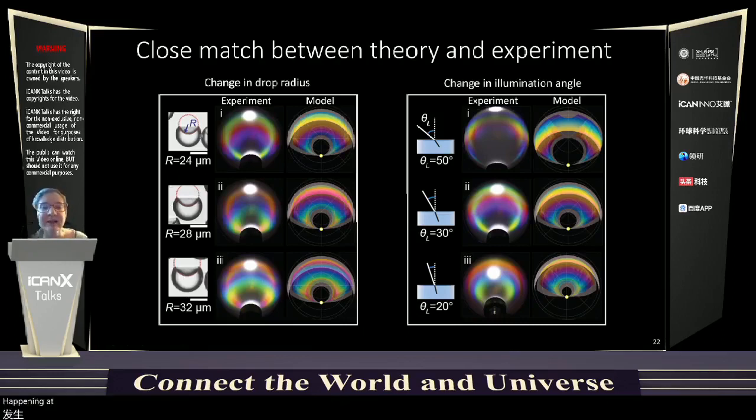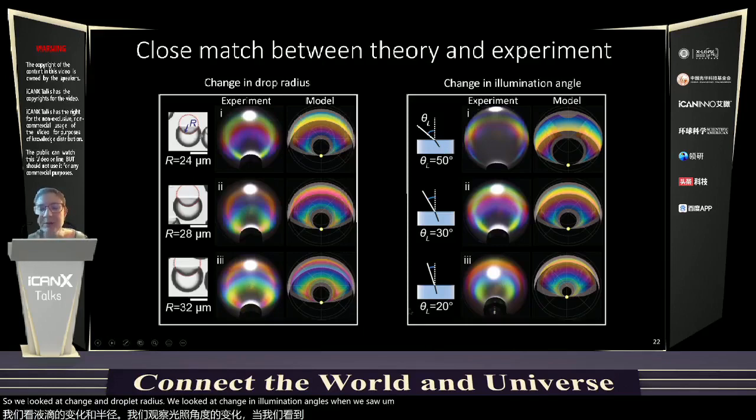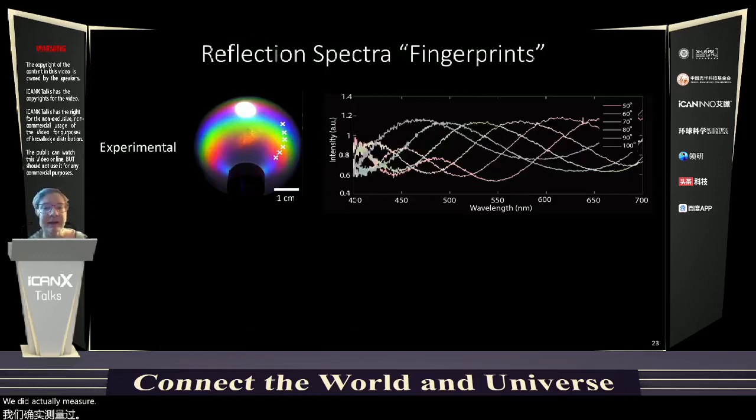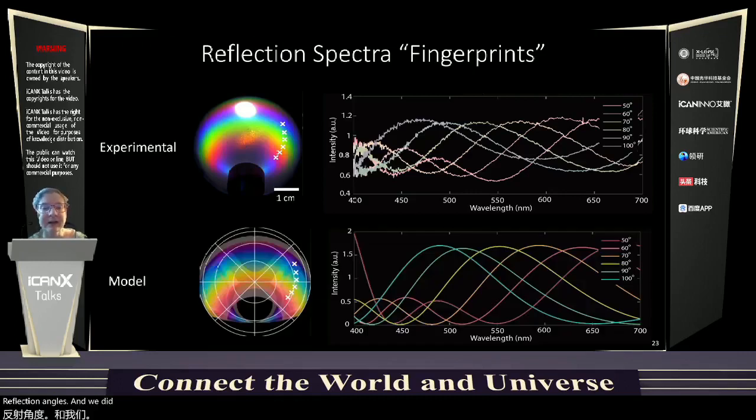And that was to simplify this so that we didn't have to take into account any refraction happening at that upper interface. So we looked at change in droplet radius, we looked at change in illumination angle, and we saw pretty good matching here. We did actually measure the reflection spectra for a few different reflection angles, and we did find that our experiments matched pretty well again with the model.